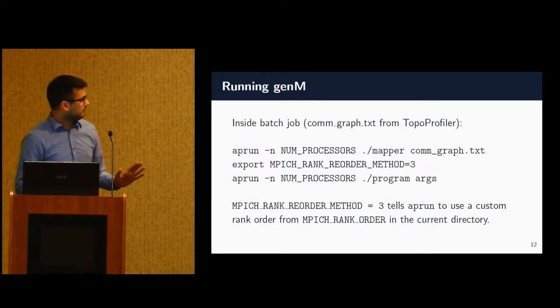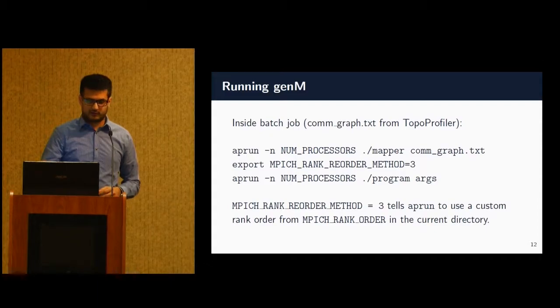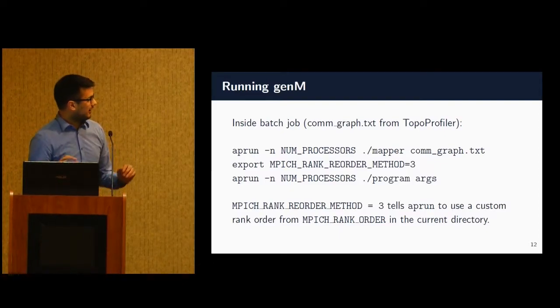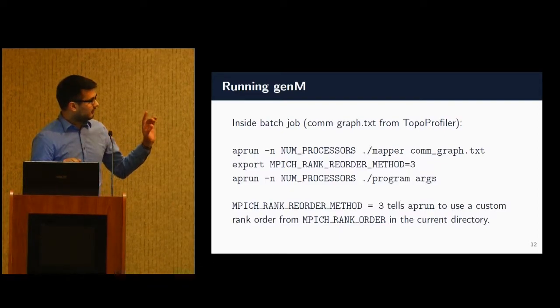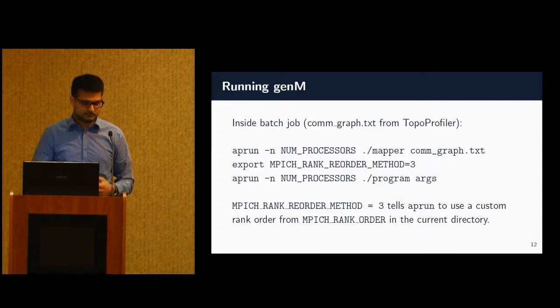So to run GenM, it's very simple. You have to run your program once at a specific rank size using Topo Profiler, and you get this file called comgraph.txt or whatever else you want to call it. Then inside your batch script, you have an aprun command that runs this program called mapper, that's part of GenM, that takes the comgraph as input. Mapper essentially goes through and does a bunch of searches and tries to find a good mapping based on the communication graph you pass in.